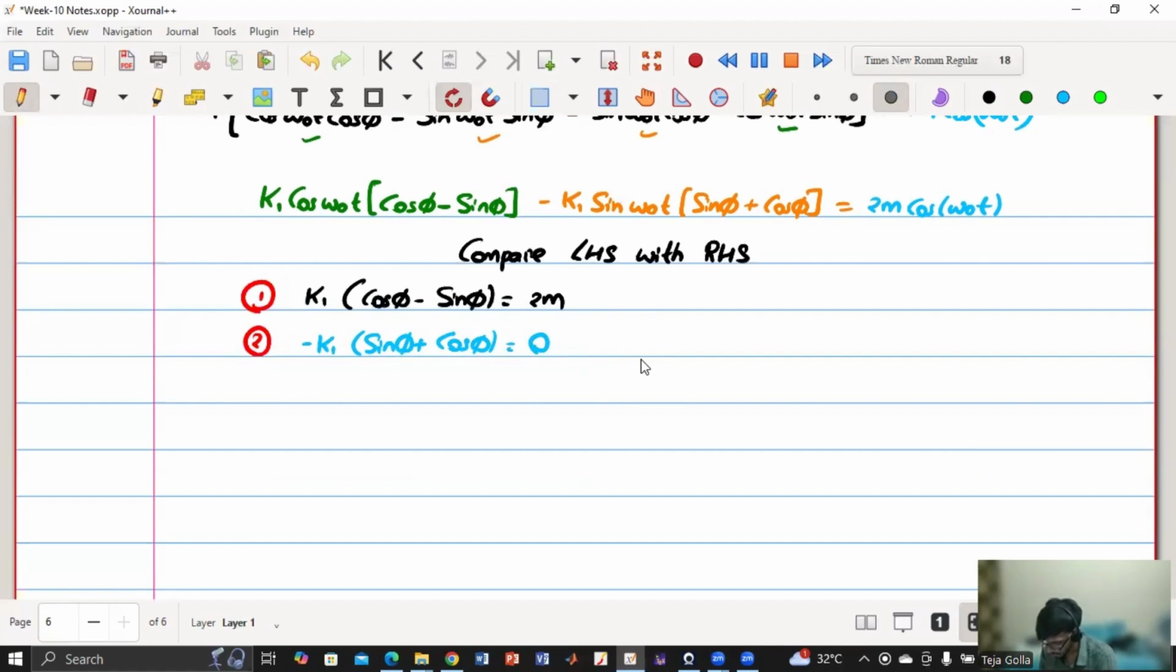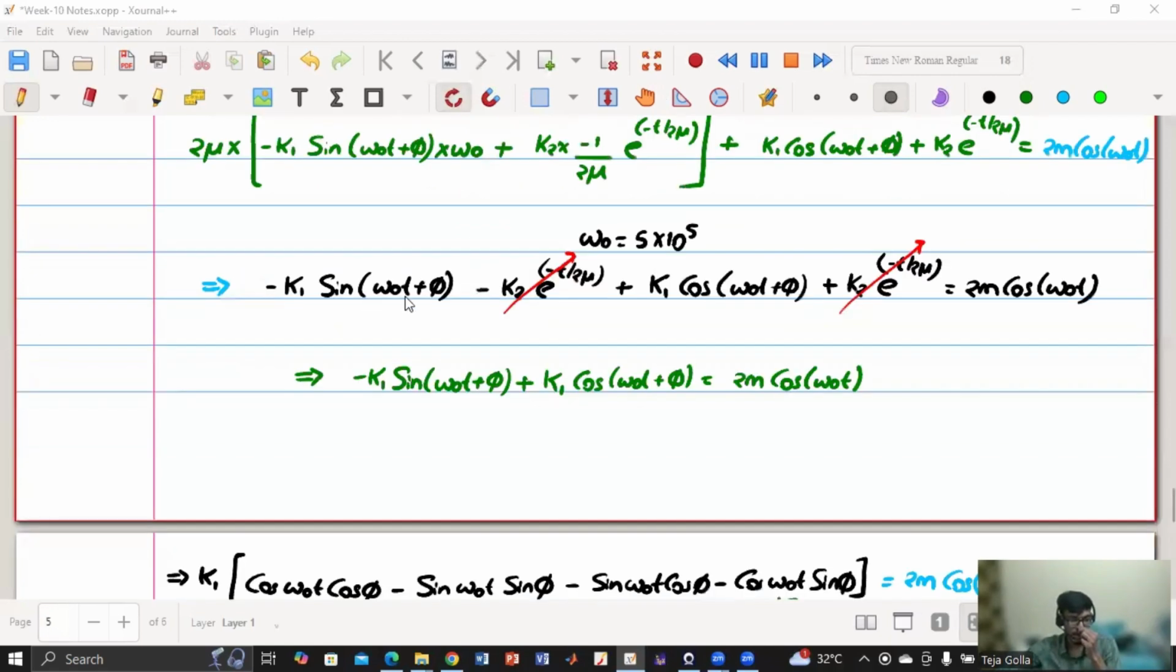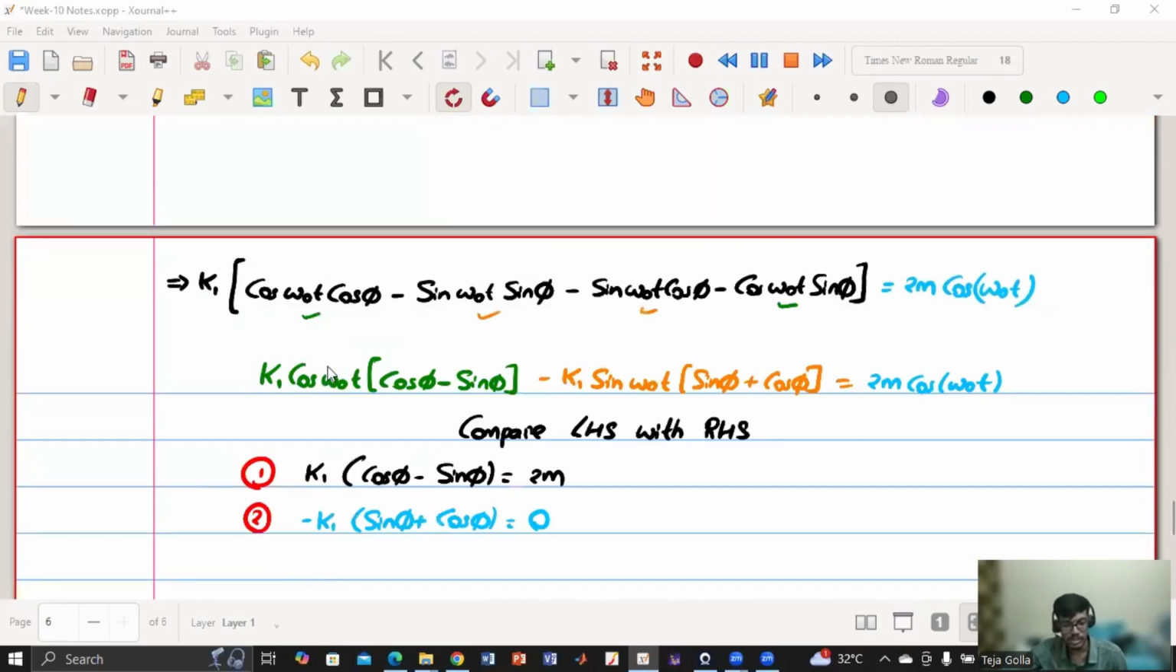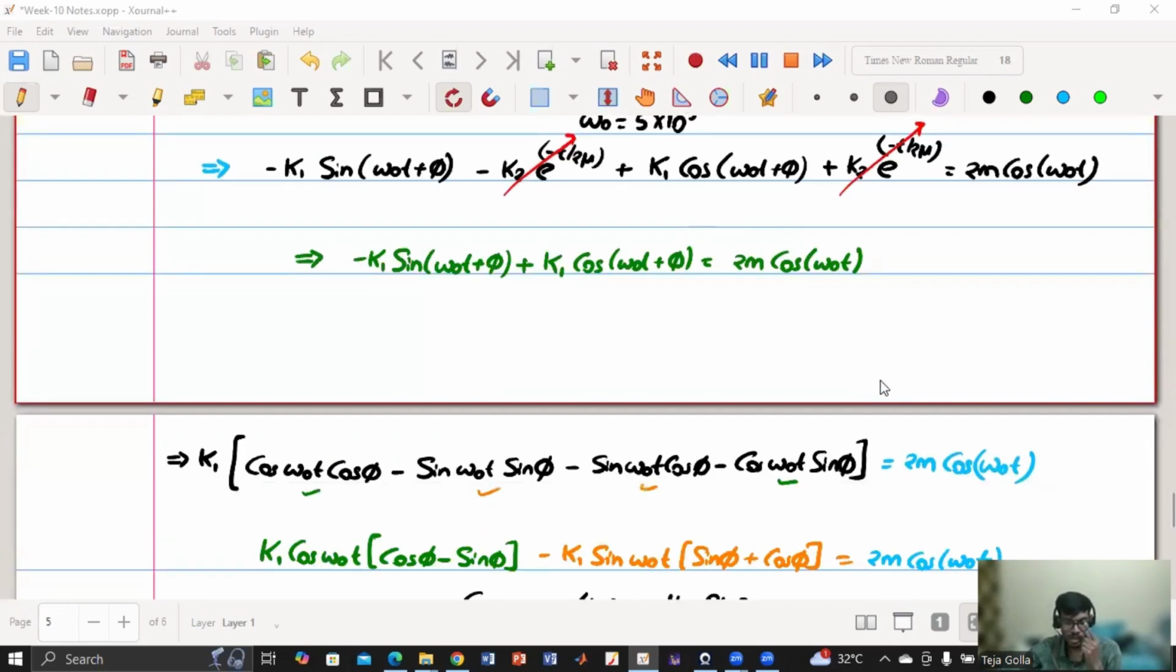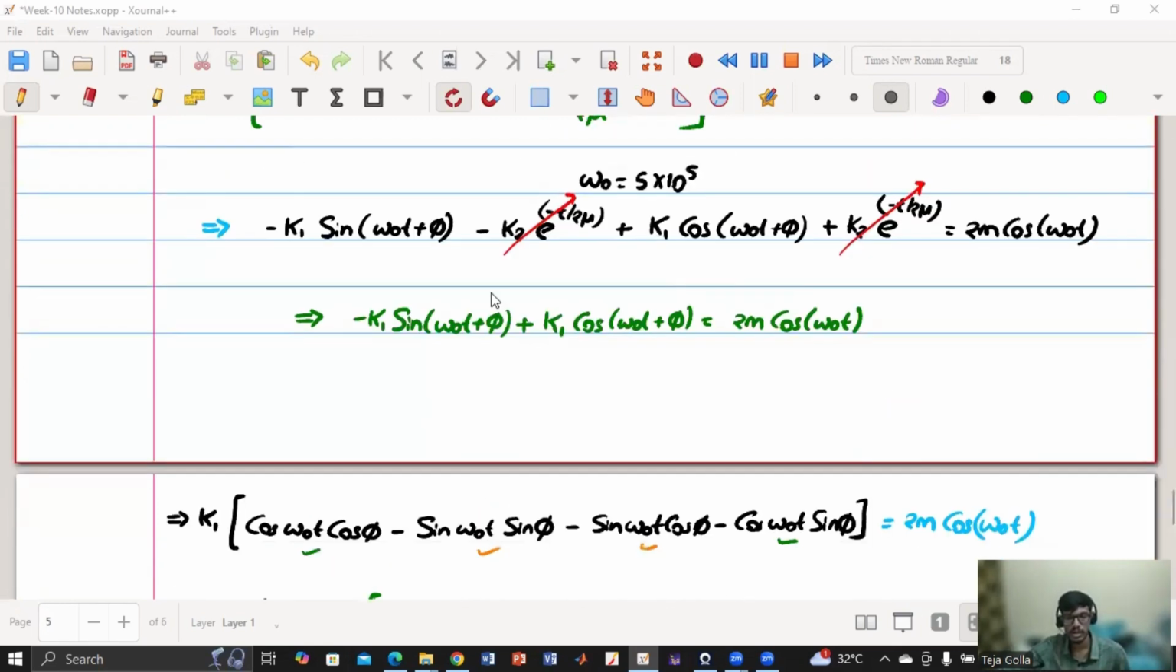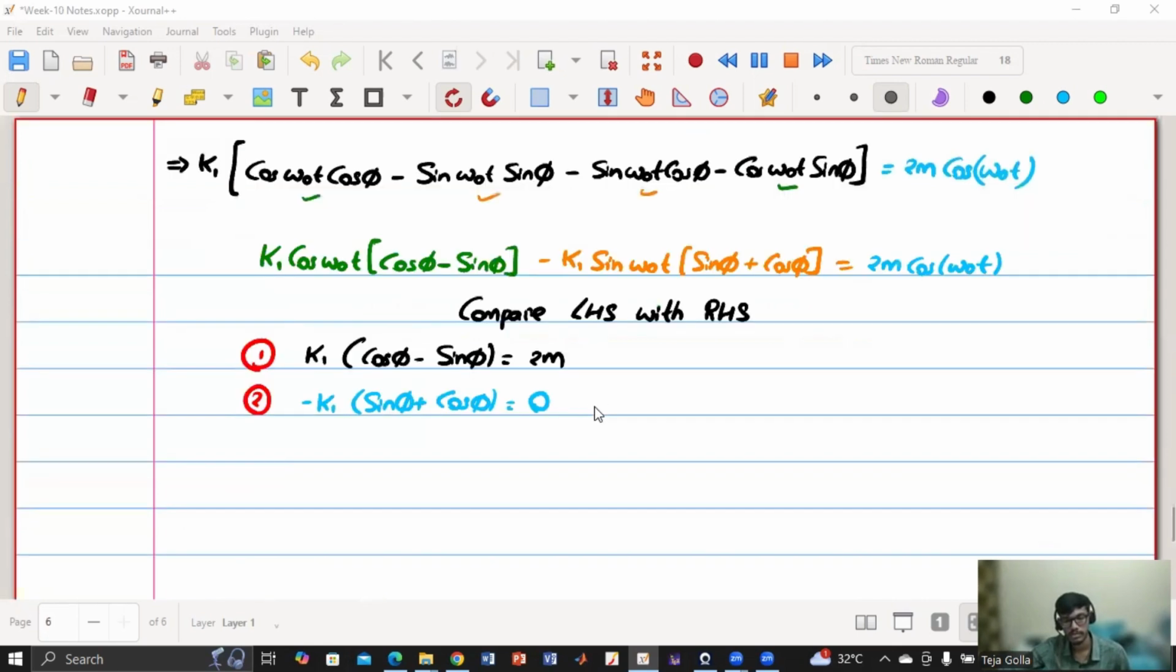Sir, I could have compared without expanding. Yes, you could have compared without expanding. But if you see, we have sine omega naught t plus phi, cos omega naught t plus phi. But here you only have cos omega naught t. I cannot compare this and this because cos omega naught t is different from cos omega naught t plus phi. I need cos omega naught t terms to be compared and sine omega naught t terms to be compared. So that's why I have expanded. Now it is cos omega naught t, cos omega naught t. So now I can compare. But omega naught t and omega naught t plus phi, how can I compare? Because they're different. So that's why I had to expand.